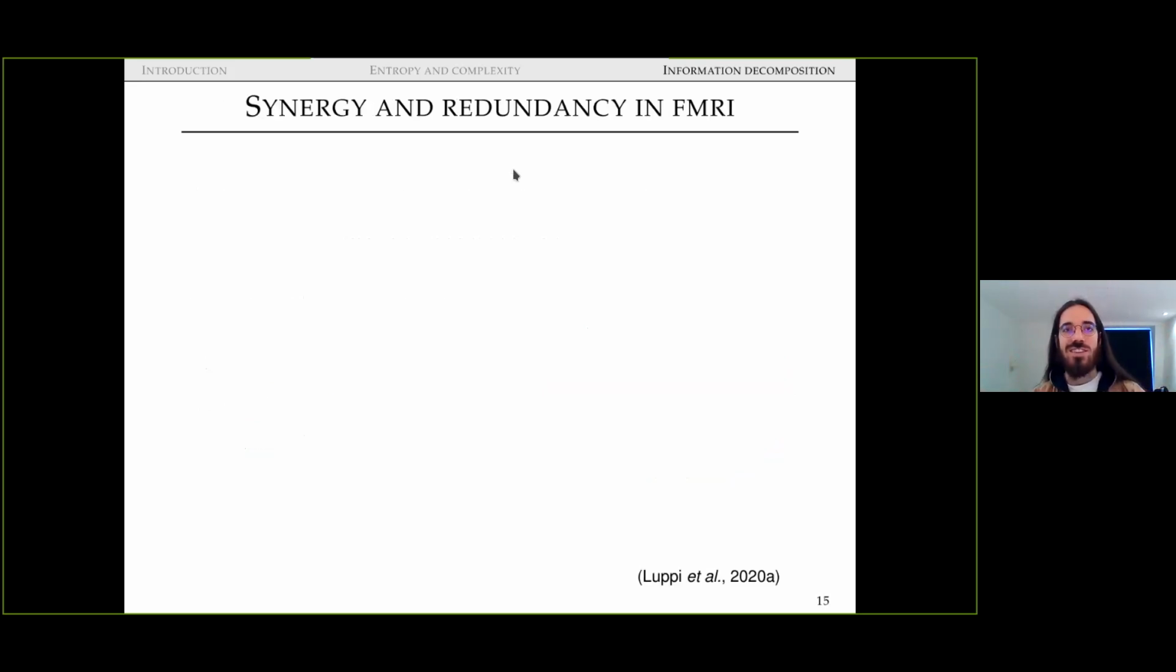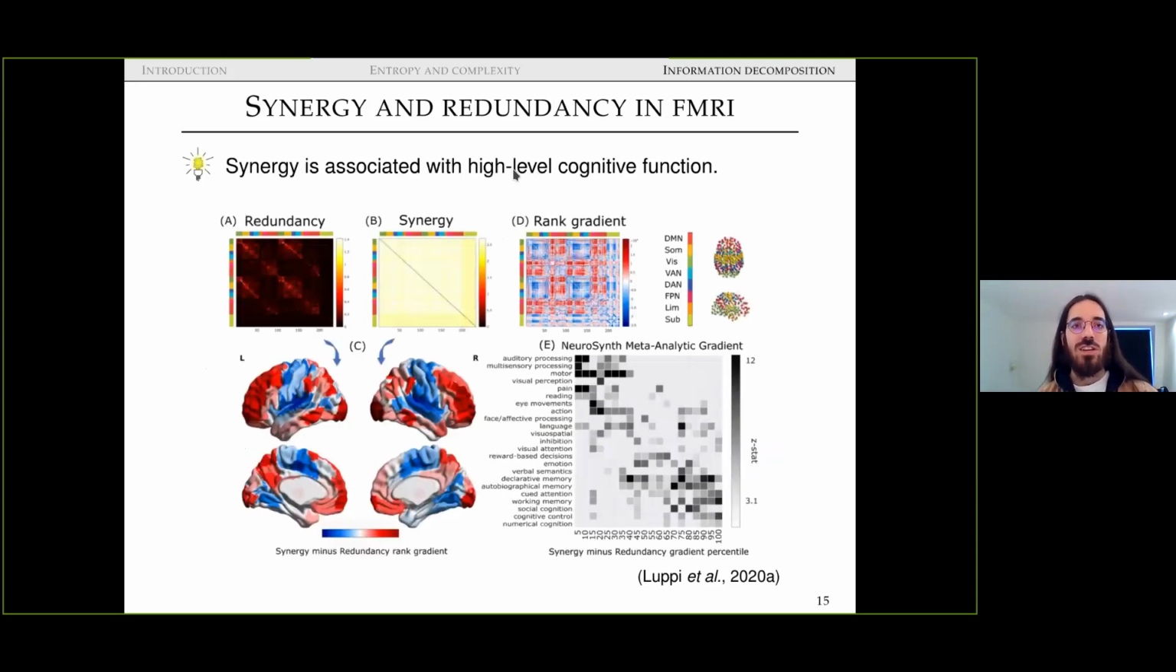I know this is the EEG session, but I would like to mention here an example of synergy and redundancy in fMRI, led by Andrea Luppi, where we actually find that synergy is associated with high-level cognitive function. So it's a lot higher in frontoparietal networks, and they correlate very well with some neuroscience meta-analytic gradients that you can find in this recent preprint that we put up.